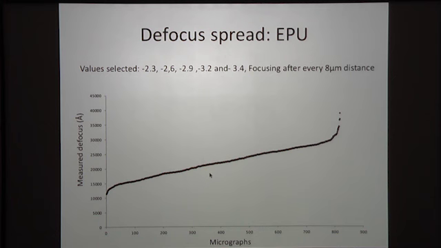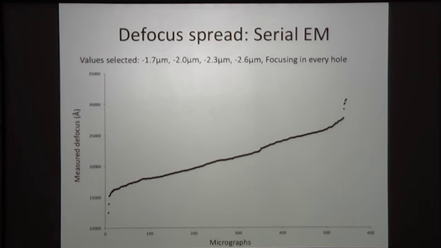If you don't focus at every hole, you can see that you get a more uniform defocus, but you can also get things that you don't want. For example, here, about 400 micrographs were collected at a defocus which we didn't ask for. This is probably because the grid was not completely flat. So a little bit of a non-flat grid will result in the height changing as you move along the holes. So keep this in mind. Good. This is an example in SerialEM as well.